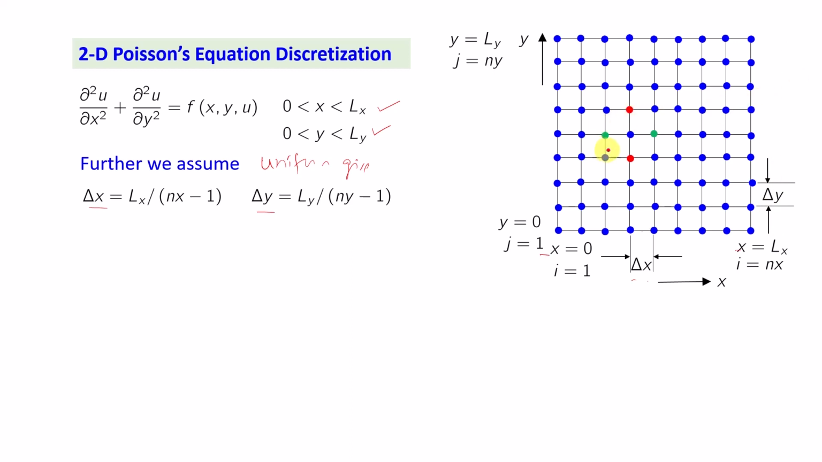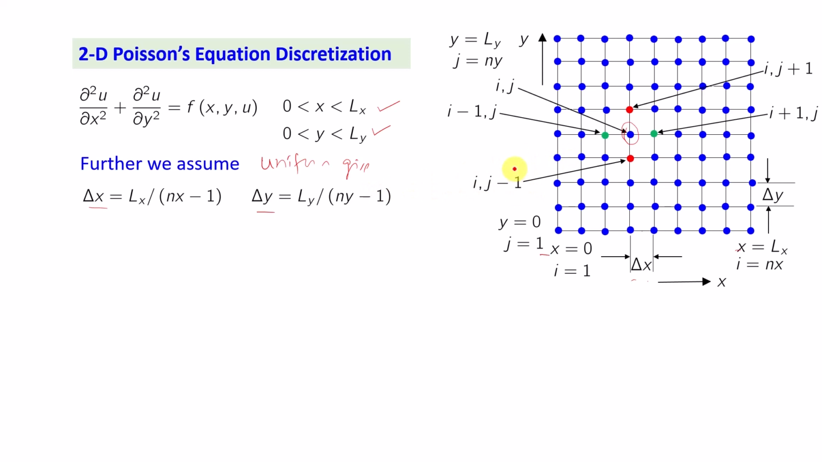Now we see these colored points, and this is what we are interested in. I want to find out what would be the expression of u at this center point. And the center point has several neighbors. It has two green neighbors, which are i minus 1, j and i plus 1, j when the center is i, j. And then the red neighbors, which are i, j minus 1 and i, j plus 1.